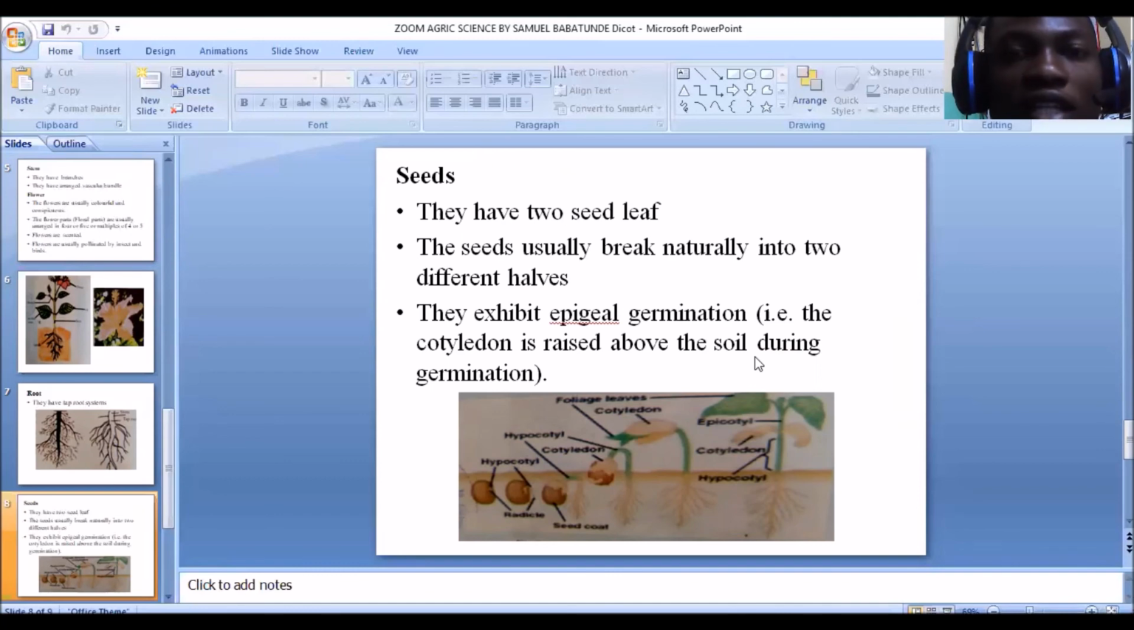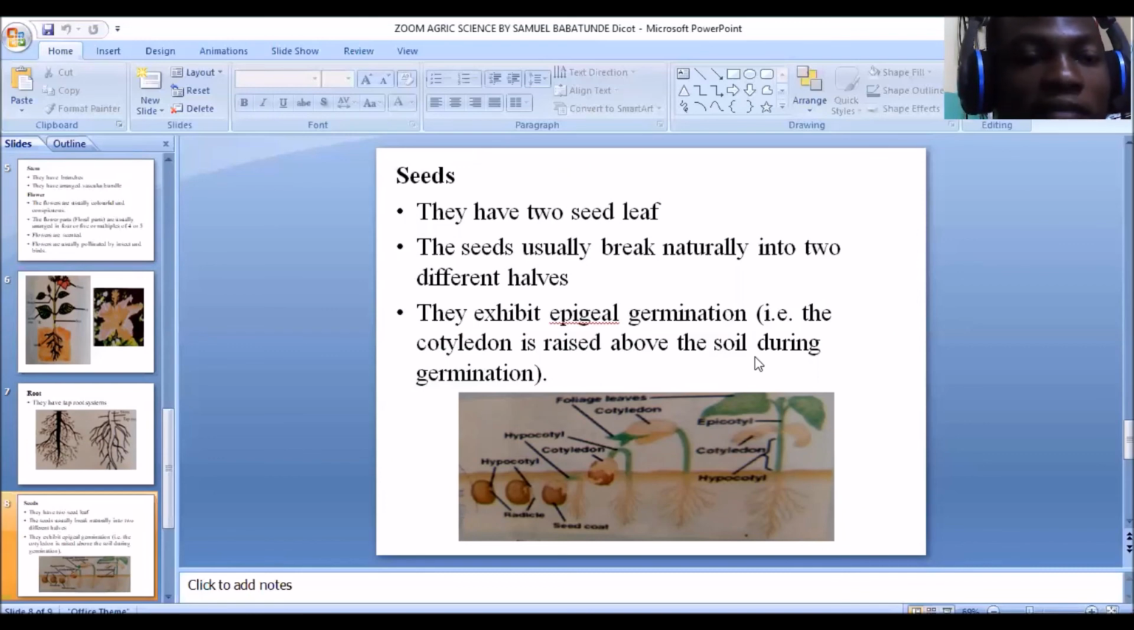And we say that this dicot plant possesses a special type of germination we refer to as epigeal germination. That is, the cotyledon is raised above the soil during germination, unlike the other type of germination, which is the hypogeal germination possessed by the monocot plants, in which the cotyledon remains in the soil during germination. And you can see the diagram here on the screen.